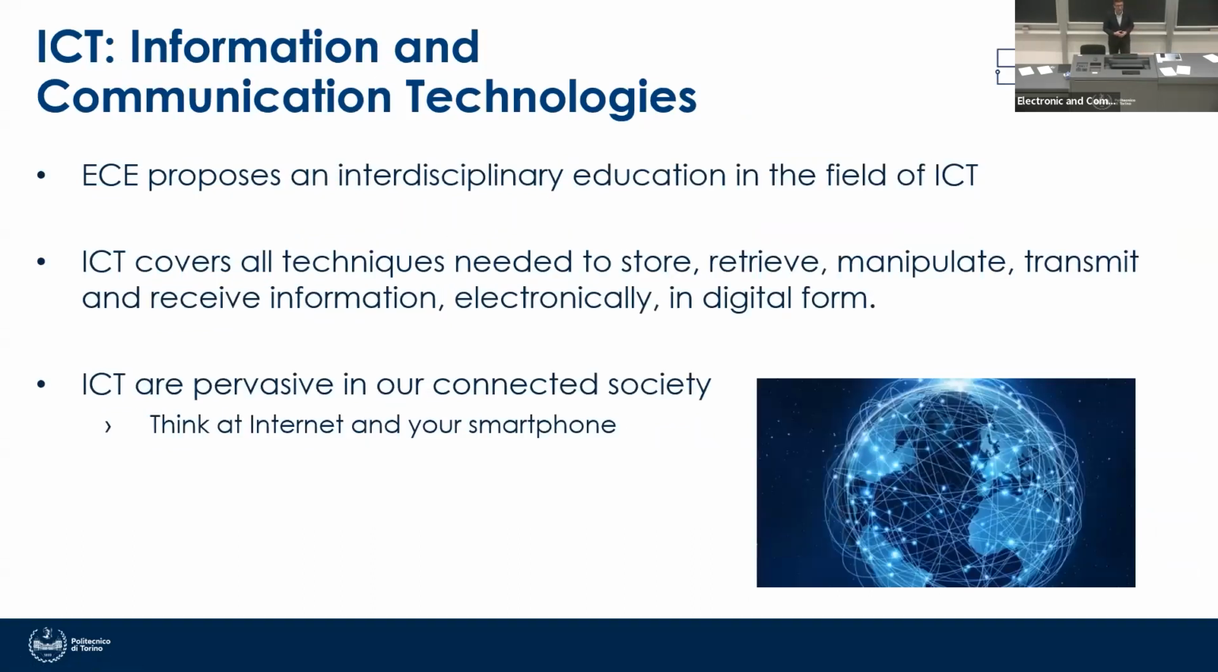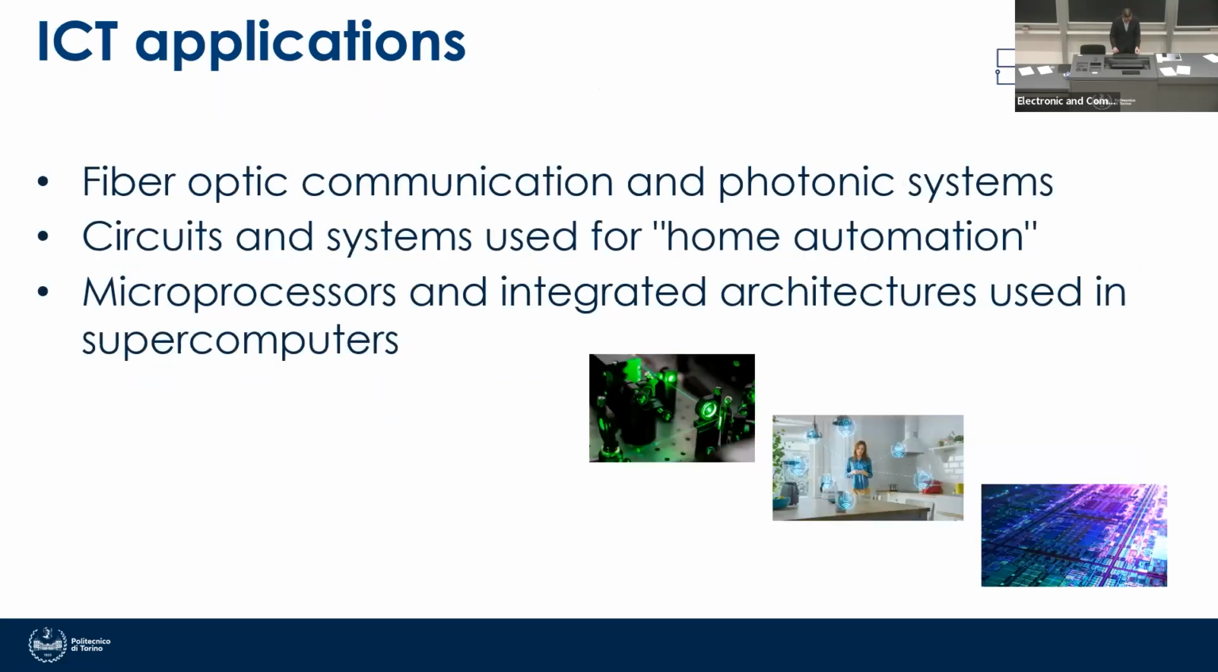So ECE is a program in the ICT area, Information Communication Technology. It's an interdisciplinary program. The first two letters in the acronym are electronics and communication. As you saw, it's a blend of these two areas. But what is ICT? ICT covers all the techniques that are needed to store, retrieve, manipulate, transmit, and receive information in digital form. Okay? And ICT is pervasive. The two main examples are the smartphone that I used in the previous example, and the internet in general. So everything that is related to this is ICT at large, let's say.